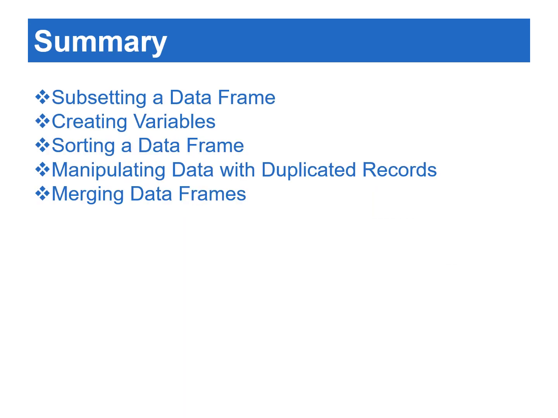Now, let's review what we've learned from this video. In this video, we learned several tools for manipulating data. We started with examples of subsetting data frames by using different types of index vectors. We also learned how to create variables based on existing variables. Then we learned different ways of sorting a data frame by using the order function. To work with data with duplicated records, we learned two useful functions, unique and duplicated. Lastly, we learned how to merge data frames based on the common values of a variable.